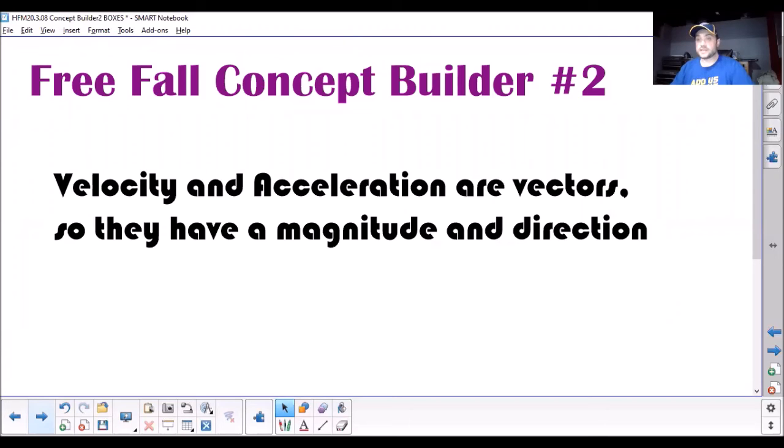So I want you to do the second concept builder. It's very similar to the one we did last week, but it's a little bit different. So give it a try. It might be a little challenging, but stick with it. And I think once you get the feeling for it, you'll figure it out. Feel free to send me a message, ask me questions if you are completely stuck.